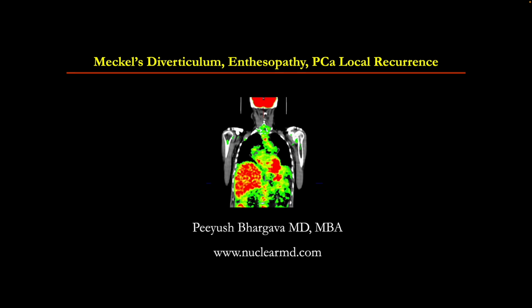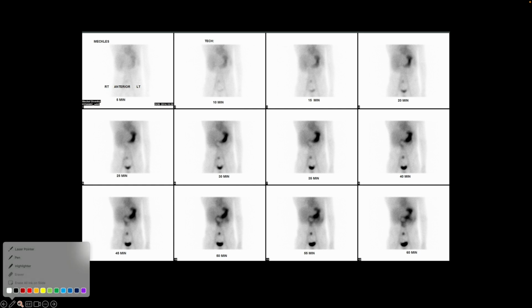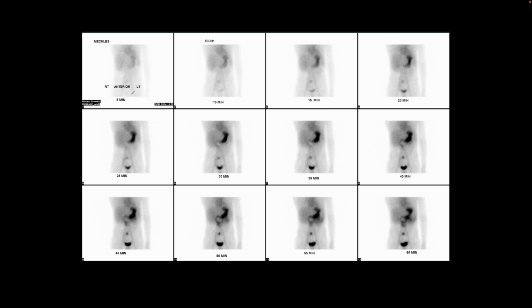In this short video, I have a few interesting cases to share with you. Our first patient is a 10-year-old boy who was passing blood per rectum, and a Meckel scan was performed using technetium-99m pertechnetate. On these images, the dynamic images, we can see that in the midline in pelvis, there is a focus that appears and becomes more intense with time.